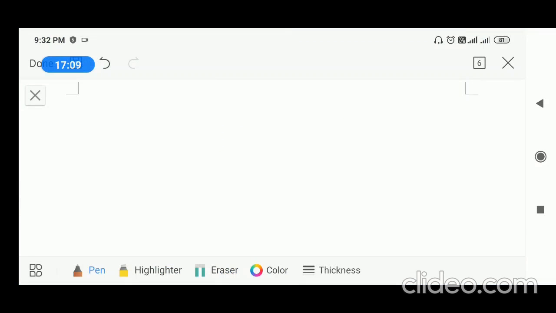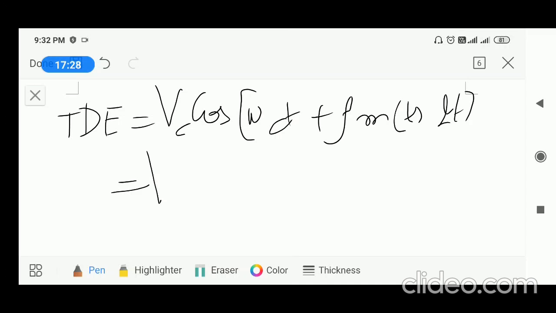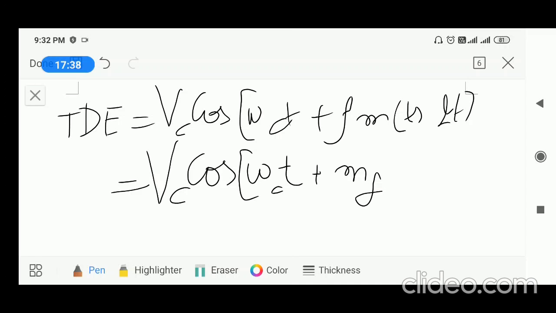First thing is the time domain equation of the FM signal. There are two time domain equations for FM. One is Vc cos of omega ct plus integration of m of t dt, and when you simplify this equation you get Vc cos of omega c t plus mf sin omega m t.